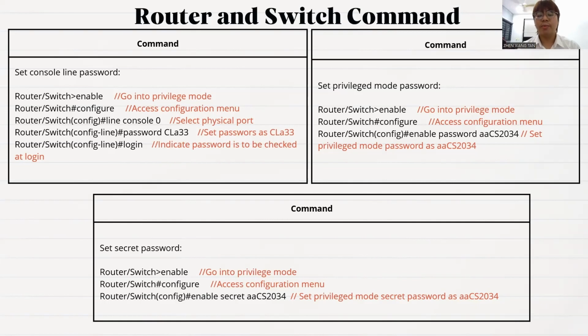The second one is set privileged mode password. We also need to insert the command enable password AACS2034. This one sets the privileged mode password as AACS2034. The third one is set secret password. The command is enable secret AACS2034 to set the privileged mode secure password as AACS2034.